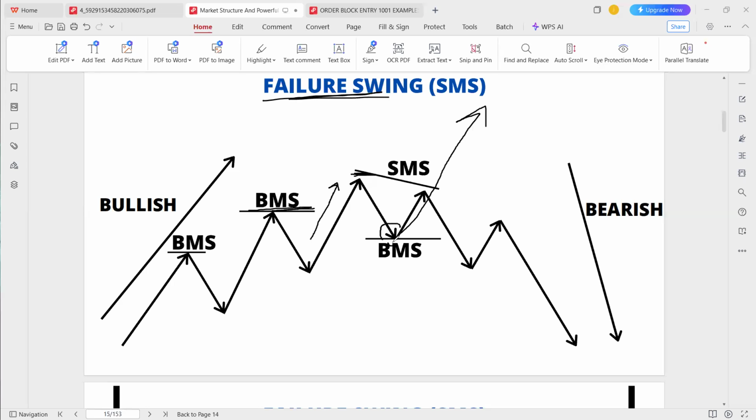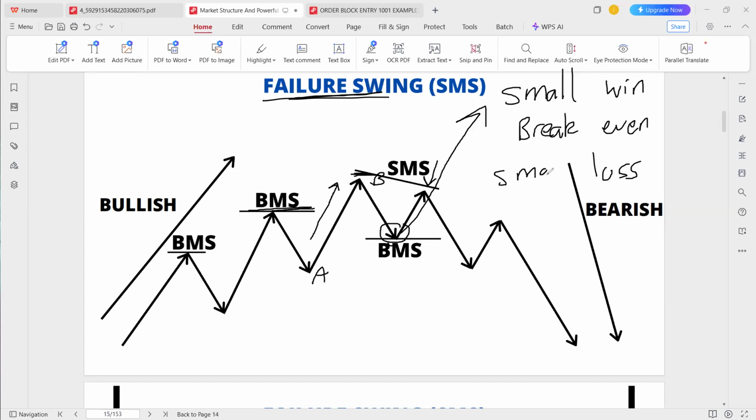So if you've taken an entry here, if you had run your fib A to B and you're trading in the direction of the break, once you see price failing to break here, these are the trades where you will walk away either with a small win, or a break-even trade, a trade which takes you out at your entry, or you actually walk away with a small loss, right?